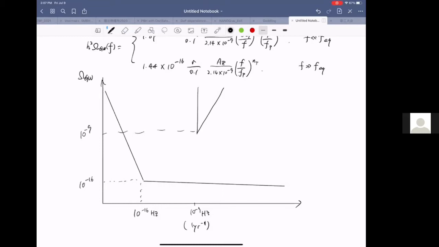And then if we go beyond, we have, let's see, this is 6, 12, 10 to the minus 3. That's the sensitivity for LISA, and all of these space interferometers.